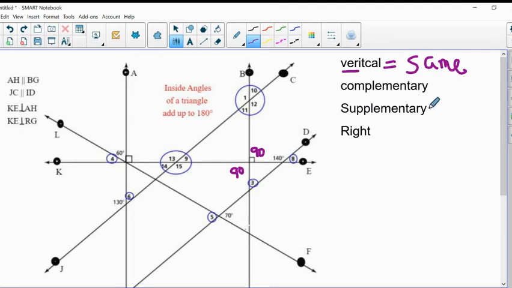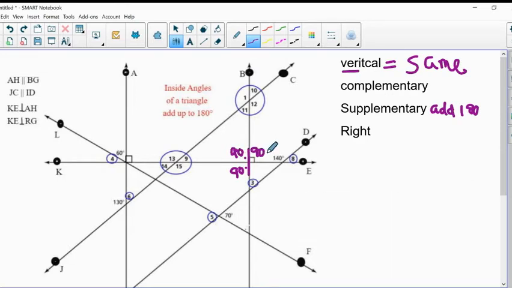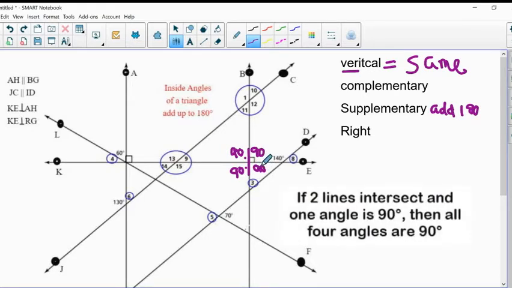Supplementary angles add up to 180 degrees, and these angles are along a straight line. So with our 90-degree corner, I have this line here, BG. If this angle here is 90, then this is the supplementary angle, and it is also 90 degrees. On the other side of the line, I have this 90-degree angle, and its supplementary angle, which is 90 degrees.